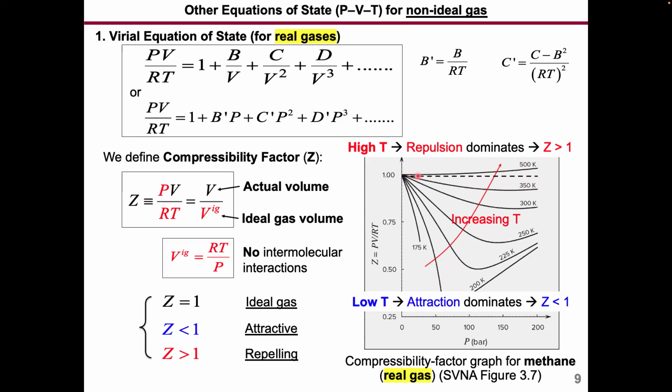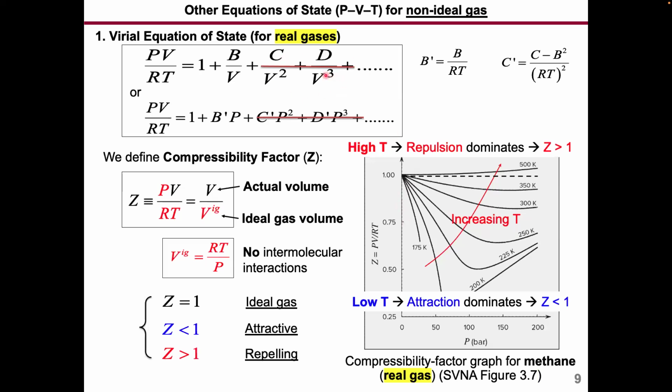So that's basically for a real gas. In this particular case, it's methane. For a real gas, depending on your condition, it can deviate from ideal gas behavior a lot. Here it's deviating almost by 50%, okay? All right. So that's the virial equation of state. That's one type of PVT relationship for non-ideal gas, okay?